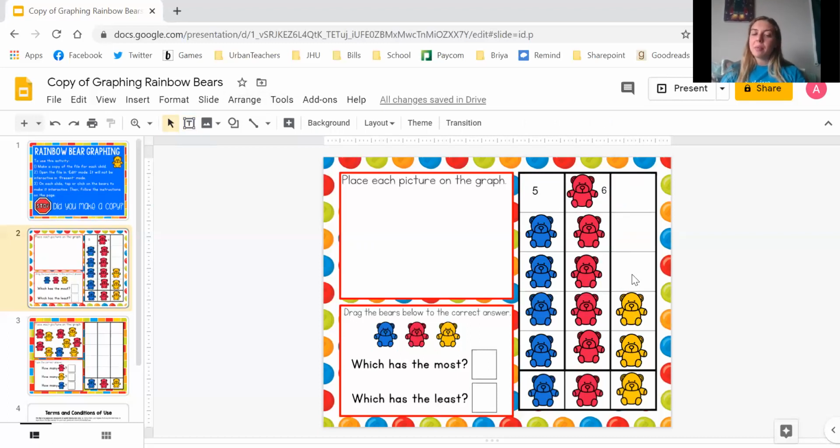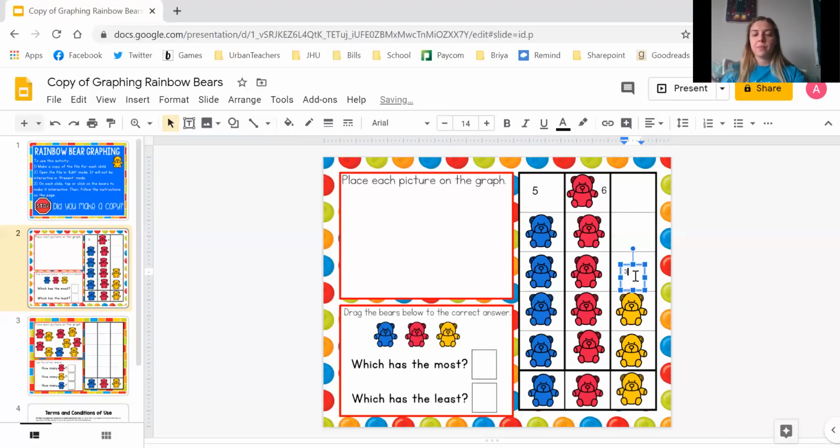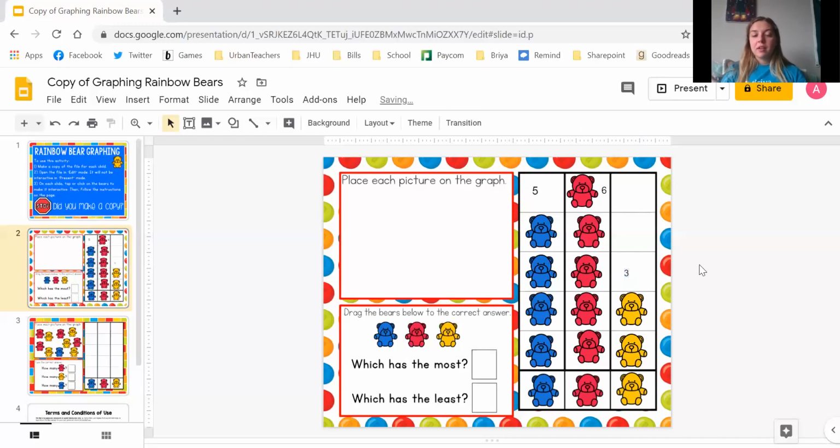Now let's count the yellow bears. 1, 2, 3. 3 yellow bears. So I'm going to write the number 3. Now we know how many bears we have for every color. By looking at the graph, what do you notice? How many red bears do we have?